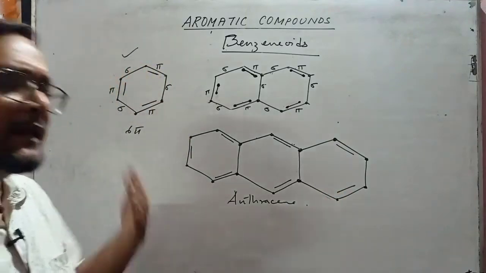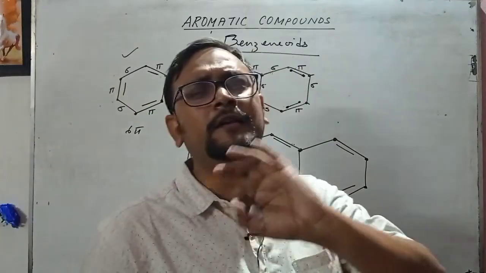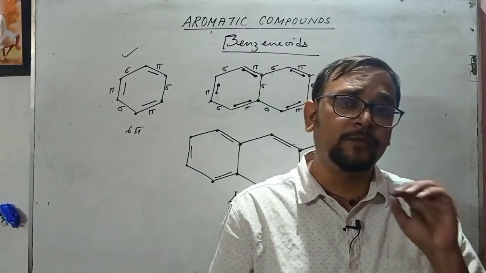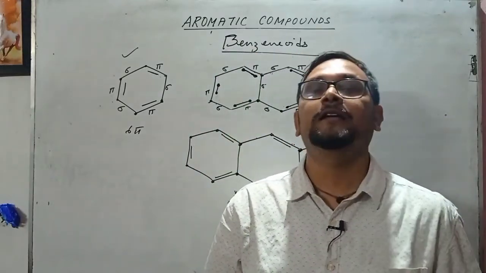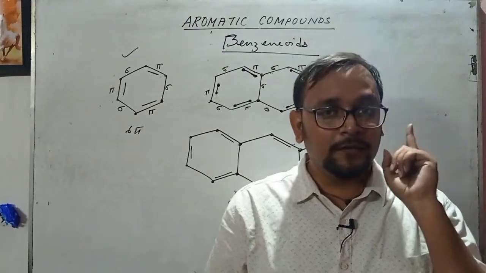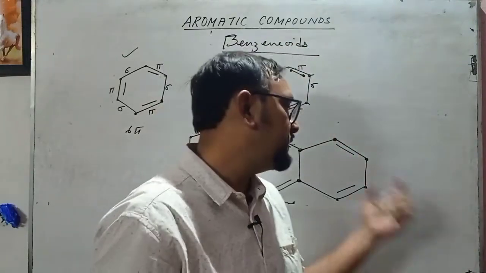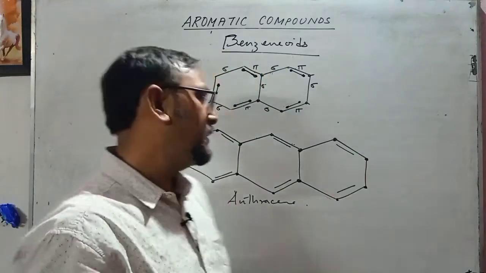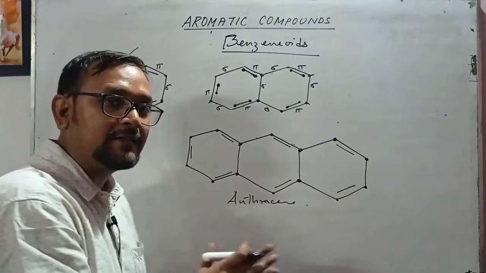That's it. It's simple. Once you learn, just a little bit of practice is required, and it will be very simple, and you will never make a mistake in placing the double bond. I assure you. If you follow this strategy, you will never make any mistake in placing the double bonds. So that's it. This is the structure of anthracene.